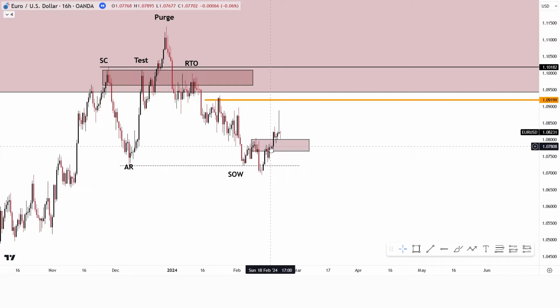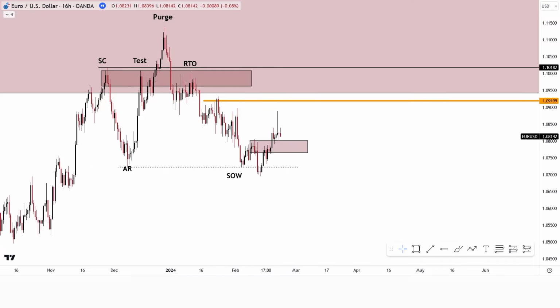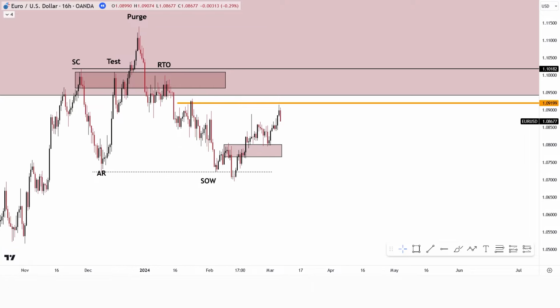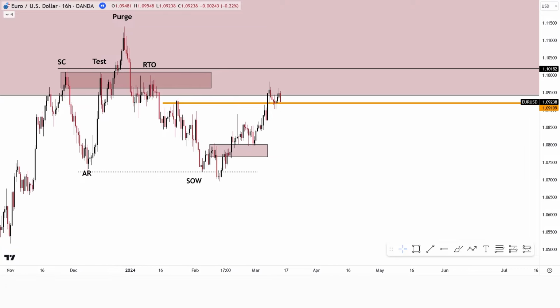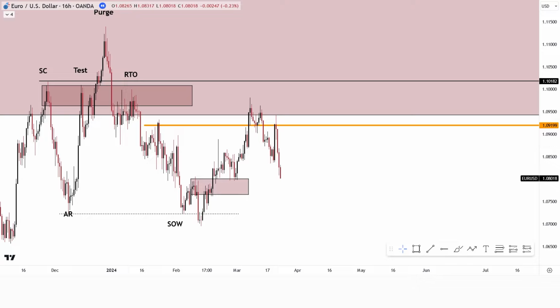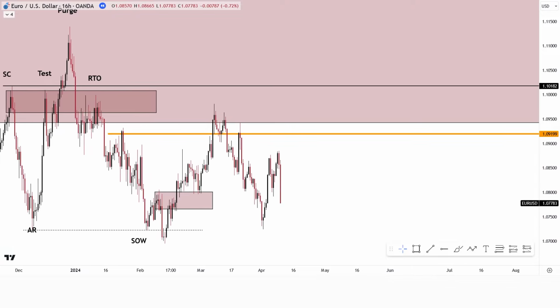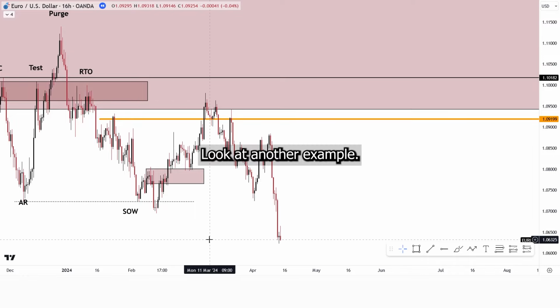The price attempted to sell off right here. Was reaching for a higher level of internal liquidity. Using that level as demand. And a complete sell-off. Let's look at another example.